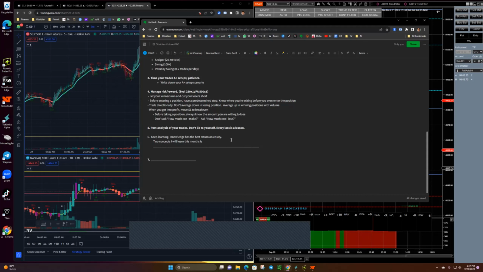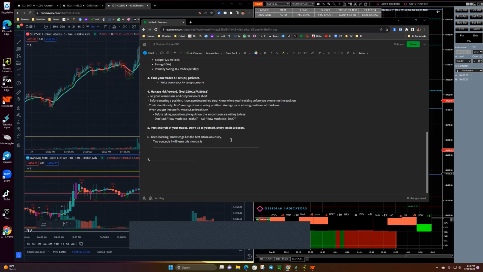But definitely you want to average up in winning positions with volume. When there's a lot of volume, those are the times when you want to size up and actually be able to leverage and multiply your wins. When you get into profit, one of the safest things that you can do is move your stop loss to break even or even a profit stop. If you move it up to a 5-tick profit stop, at least you're making some money if it comes back. You don't go red, and it covers your commissions.